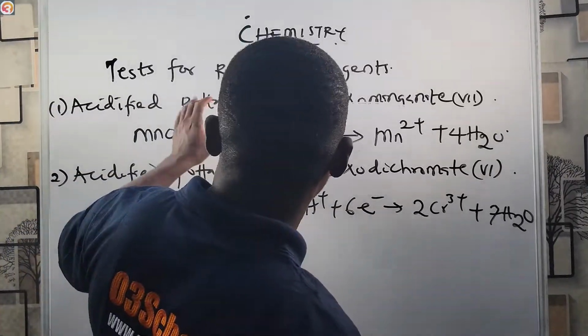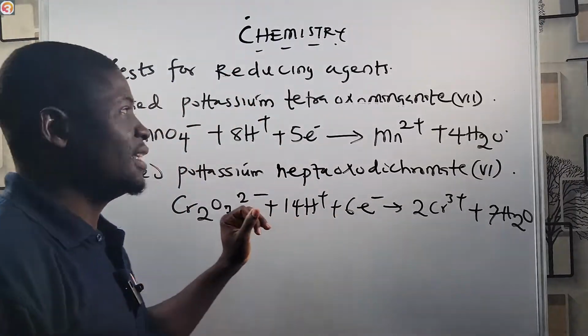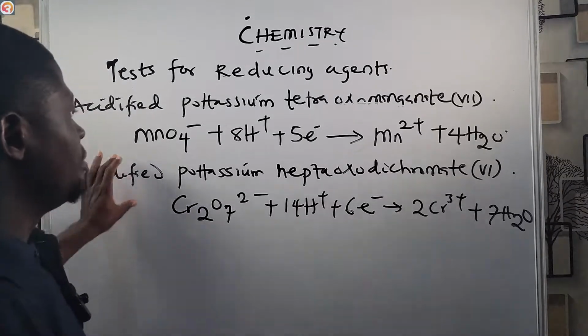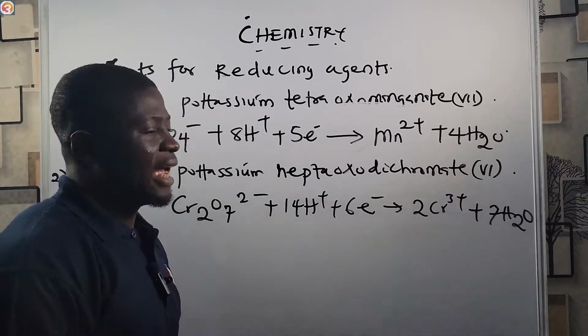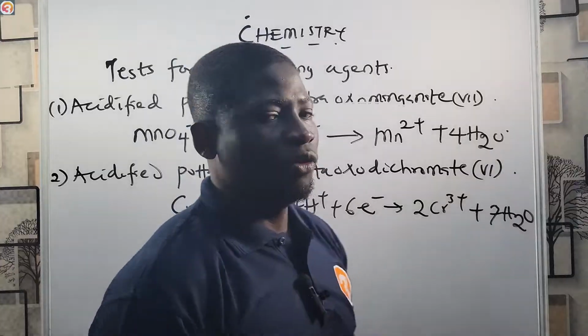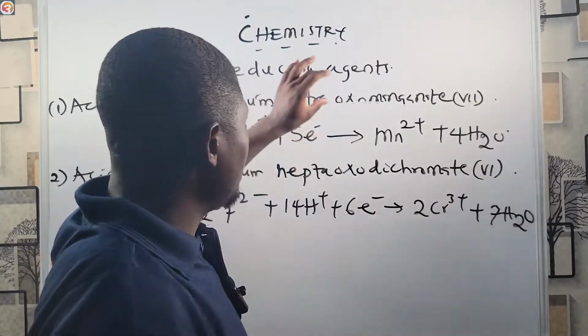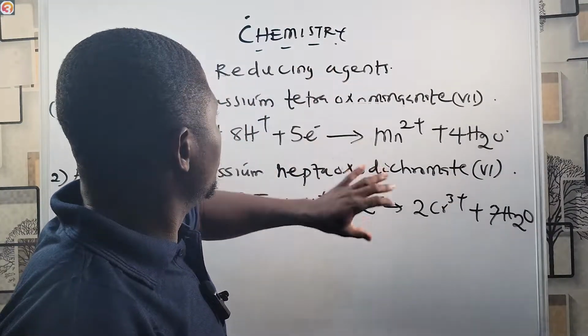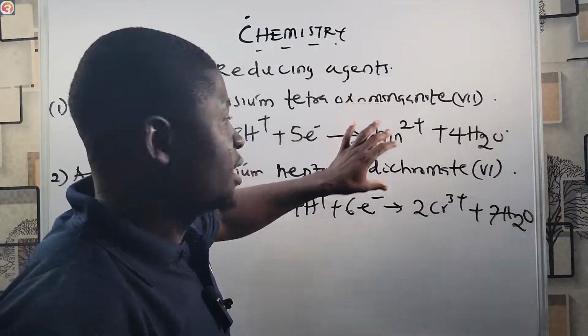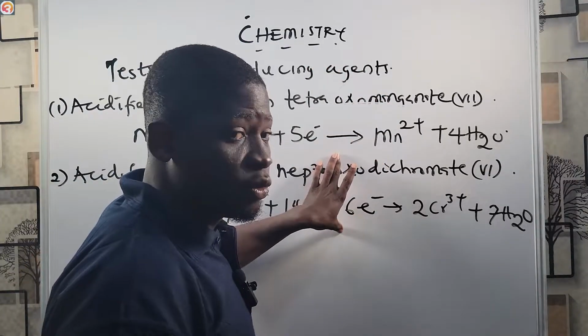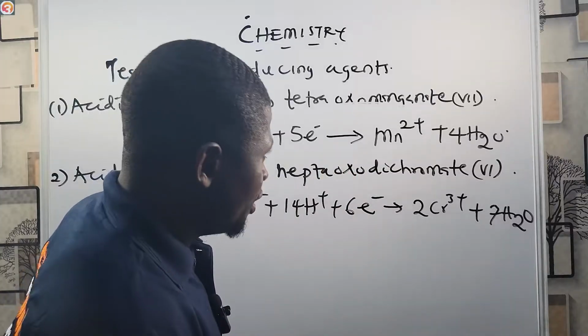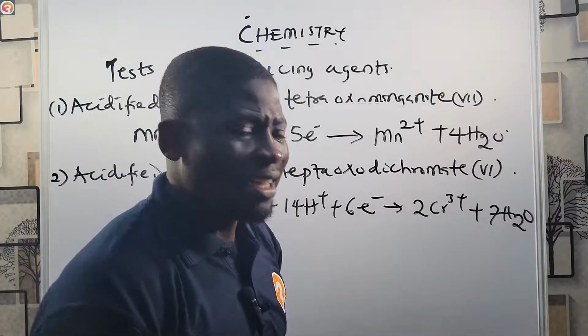For reducing agent, we use what? Acidified potassium tetraoxomanganate(VII), and then we use acidified potassium heptaoxodichromate(VI) to test for reducing agent. The color change for KMnO4 is from purple to colorless, while for K2Cr2O7 it is from orange to green.